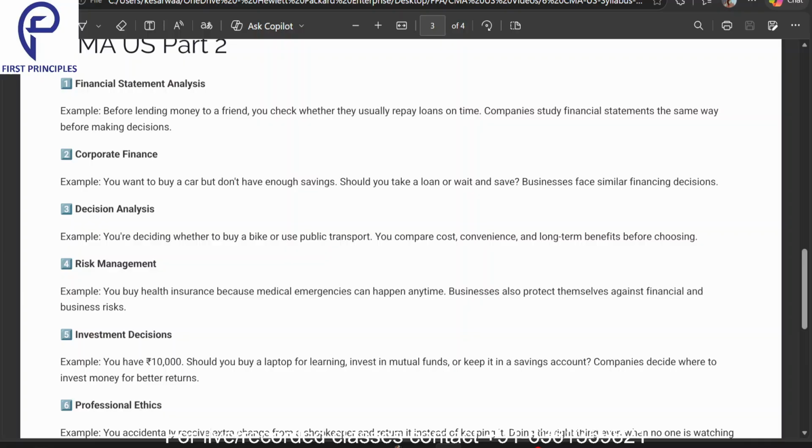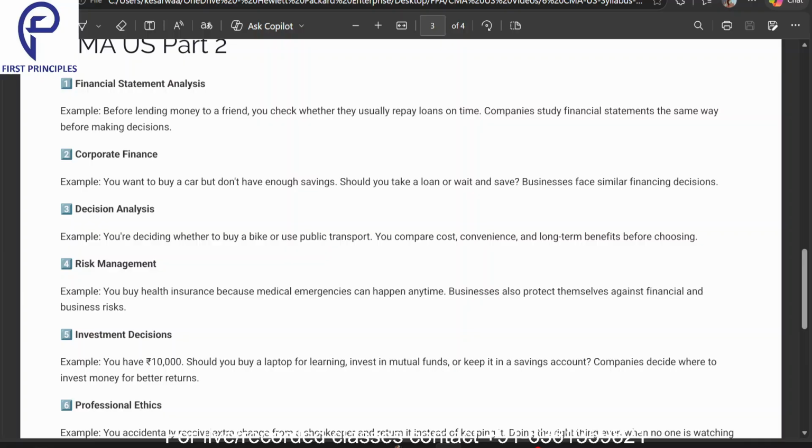Why do they do that? So that later on, if they want to understand whether they should lend a loan or give a loan to someone, or whether they need a loan, they can analyze the financial statements of their own organization as well as the other organization into which they are lending or in which they are investing. That's what we study in section A of CMA US Part 2.